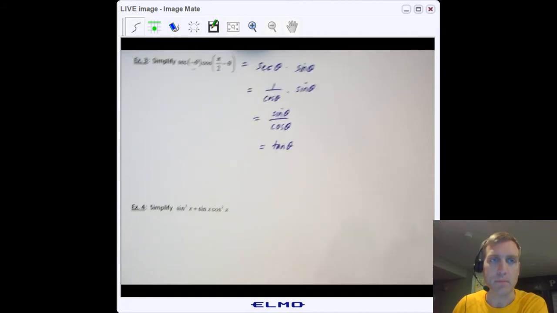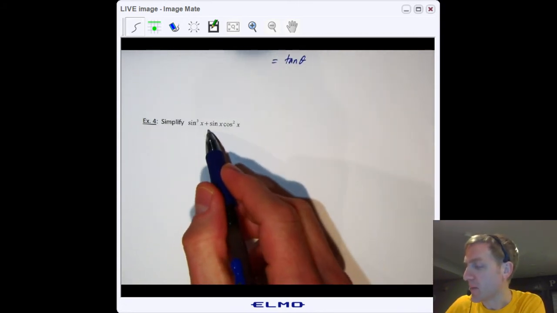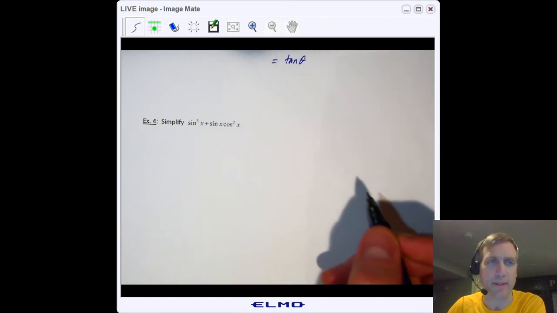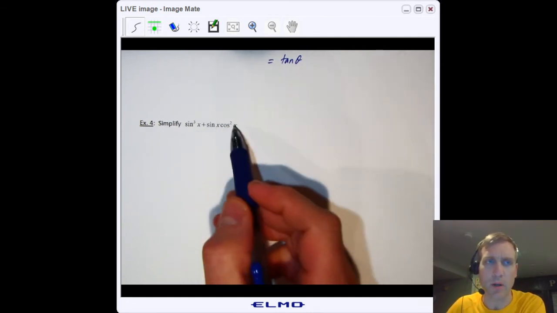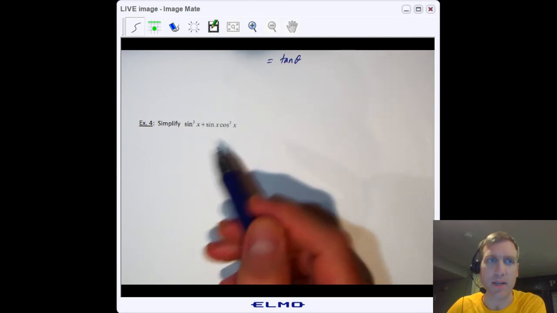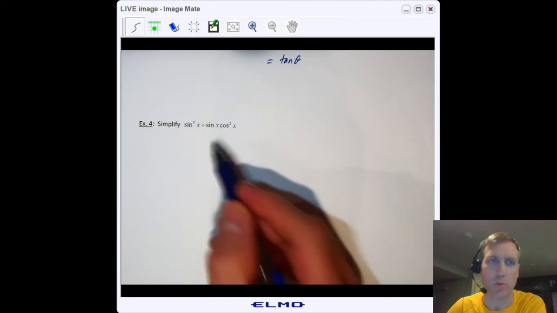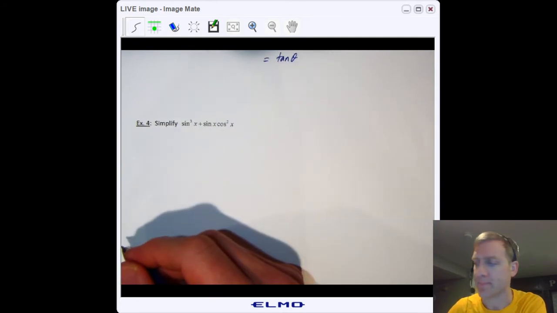All right, next one. Simplify this. Sine cubed x plus sine x times cosine squared x. Now, let's see. Well, our first thing, look for any identities. You don't see any identities right away. We see a squared there, but it's not like sine squared plus cosine squared or anything, so I don't see a Pythagorean identity.